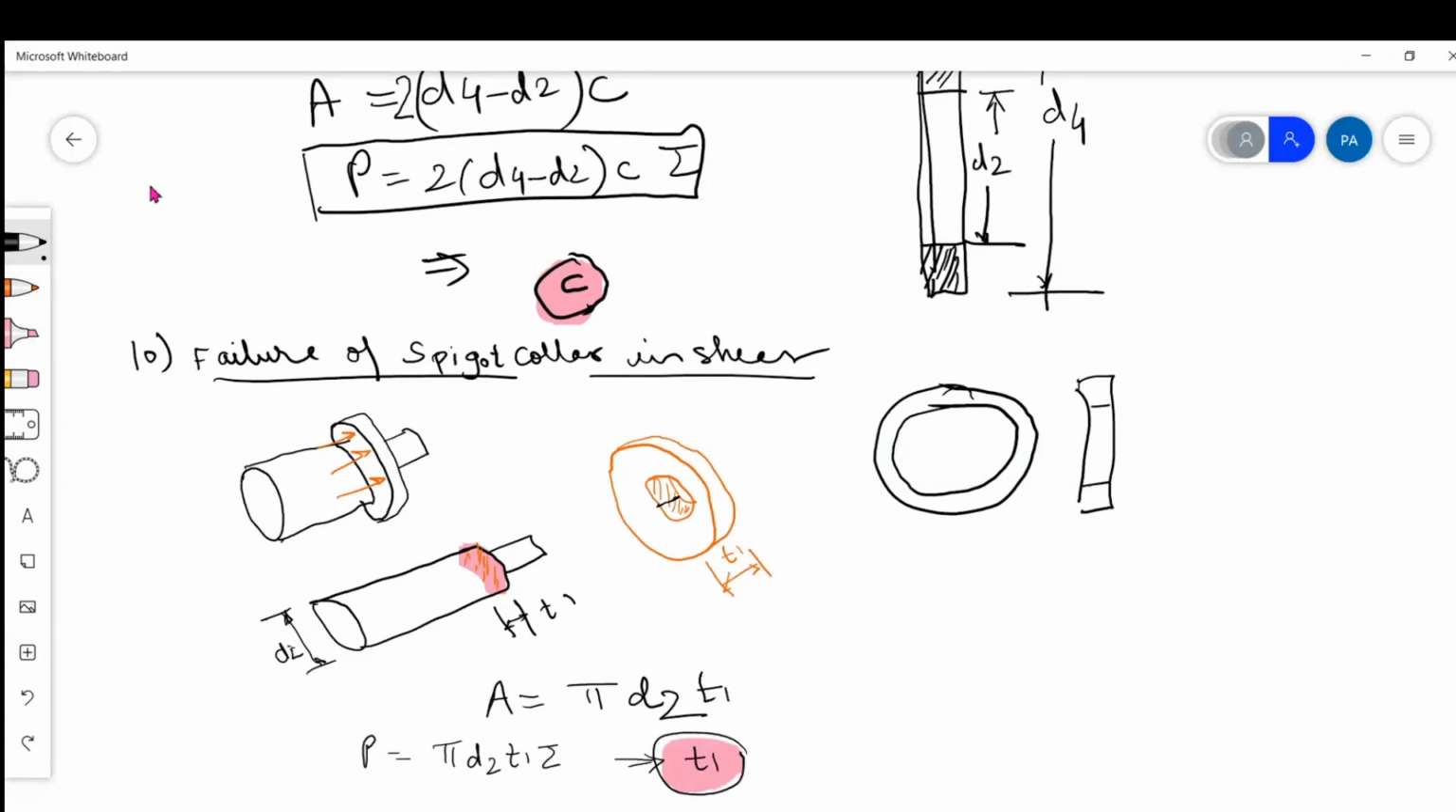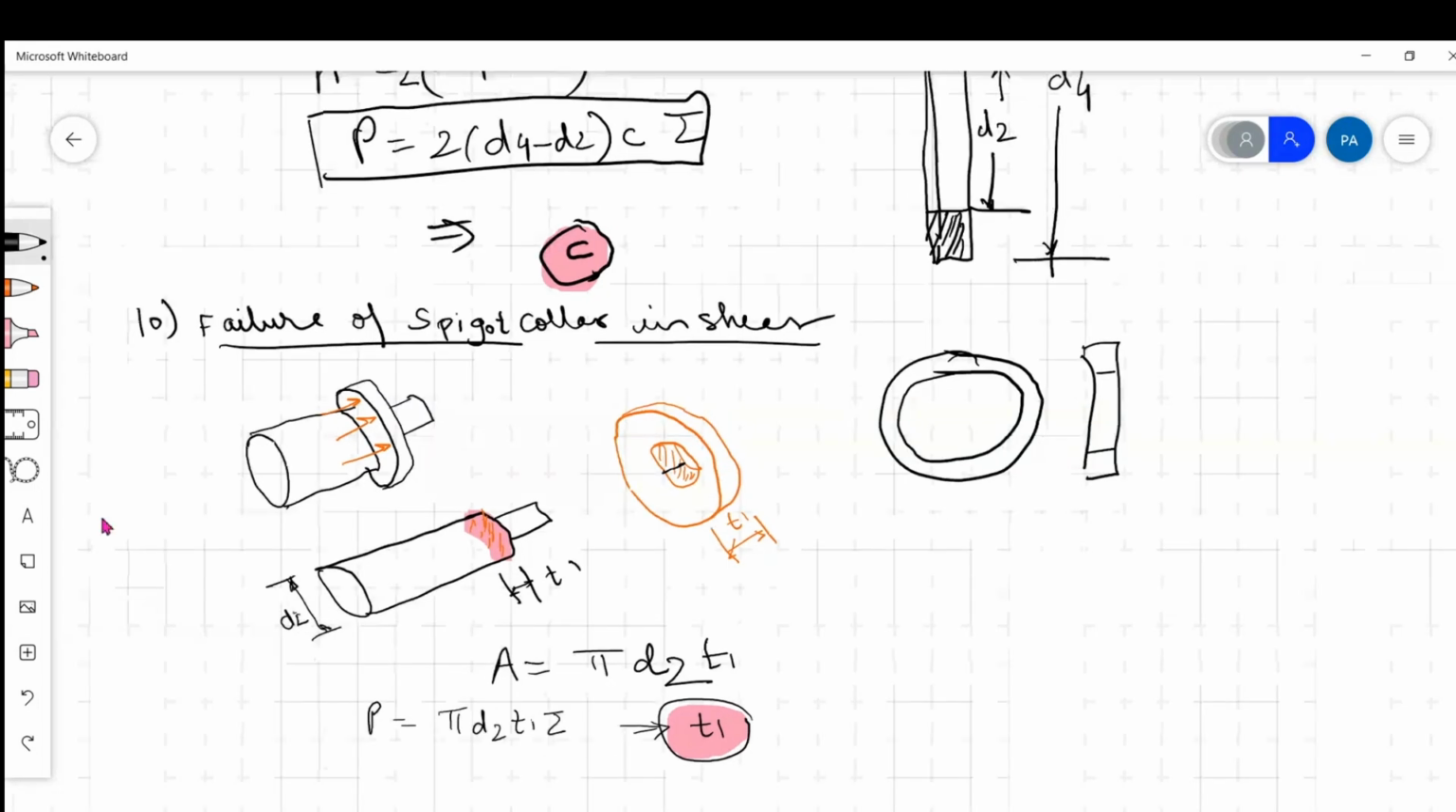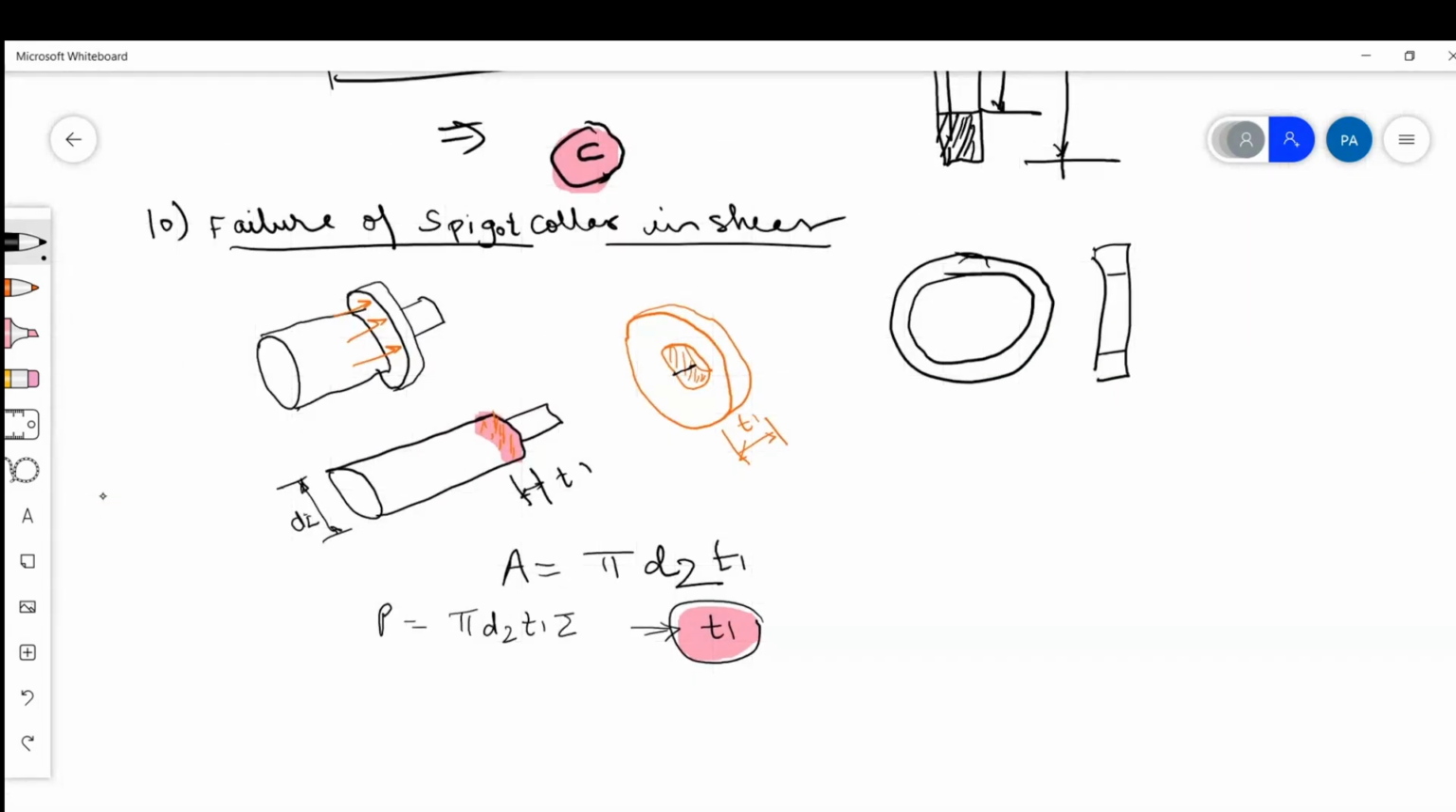Okay, now after explaining all these failures, there is one last formula that I have to explain, and that is the length of cotter. This is the cotter, and the length of cotter is this L, and it is 4 times d.